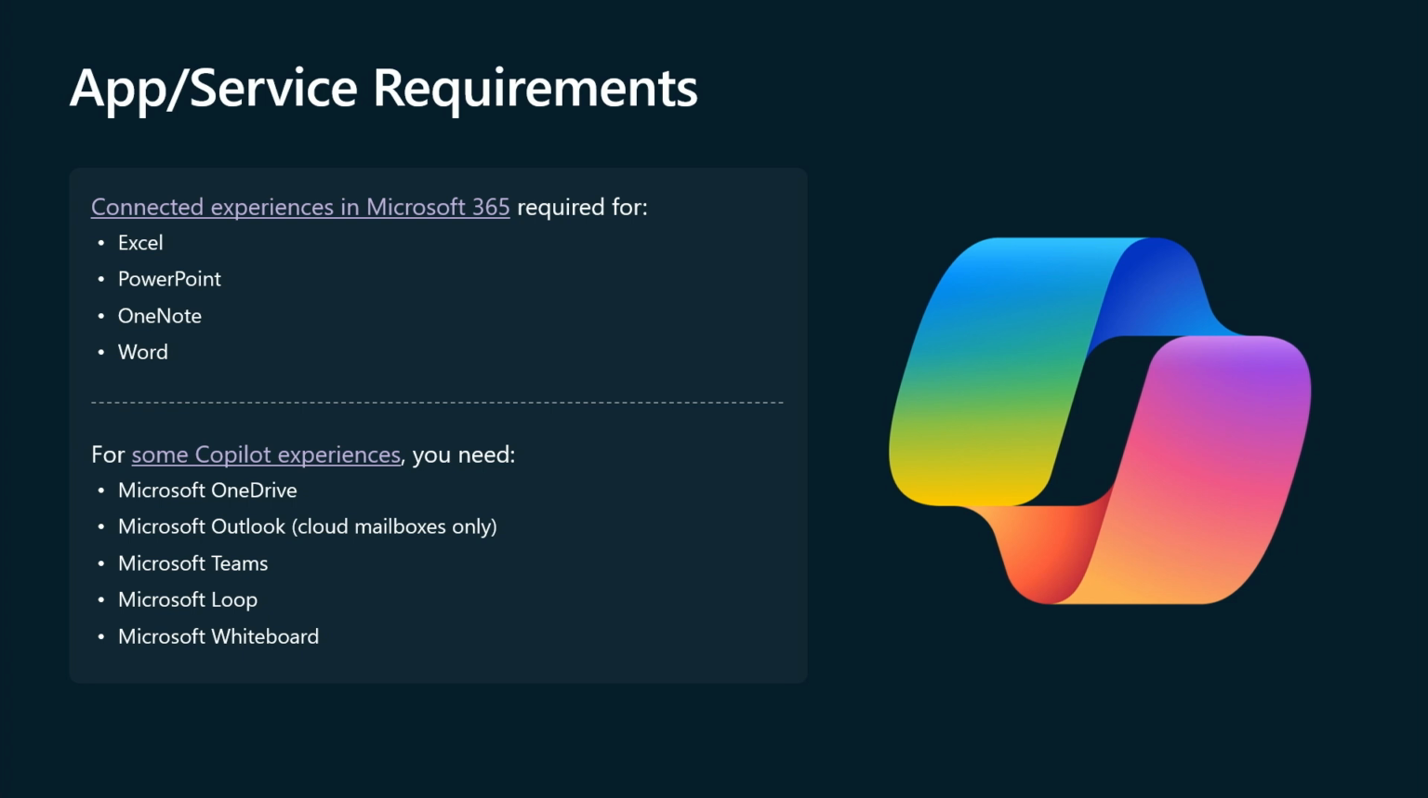Now, I know the requirements document, I've been told by many customers that it can be a little confusing because it makes it look like you need all of these things in order to have Copilot. So, for instance, some customers are wondering, why do I need Loop or Whiteboard if I need Copilot? And the answer is, you don't. You only need Loop and Whiteboard if you want to use Copilot in Loop or Whiteboard. And I know the content, again, could be a little confusing in that regard. So you only need the apps in which you want Copilot to appear.